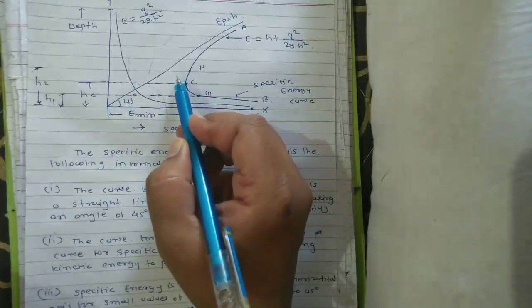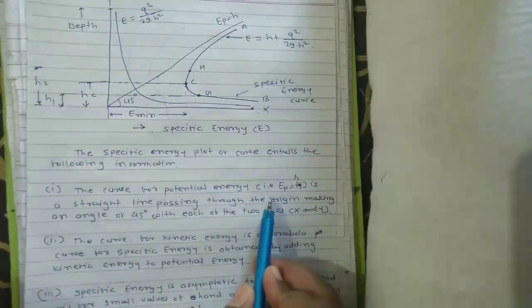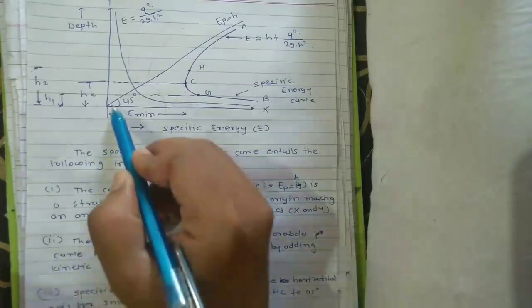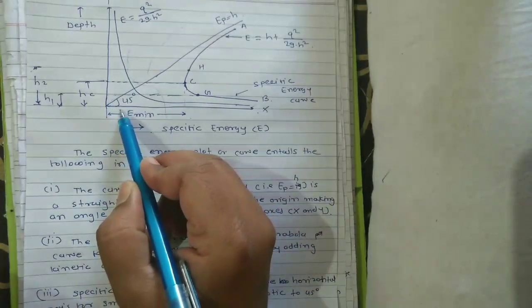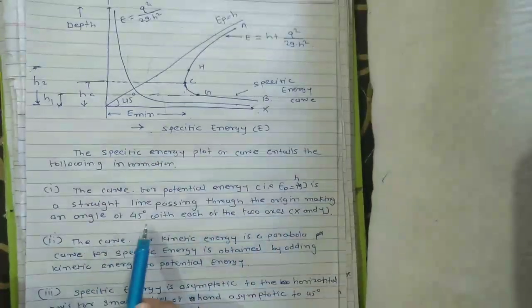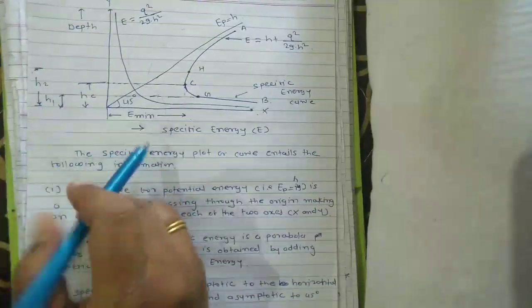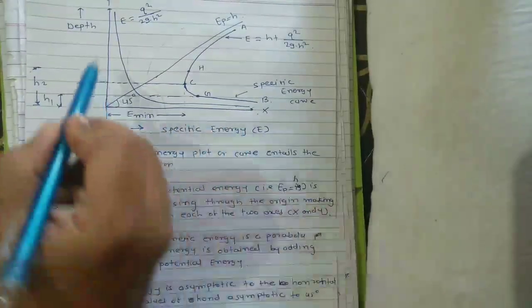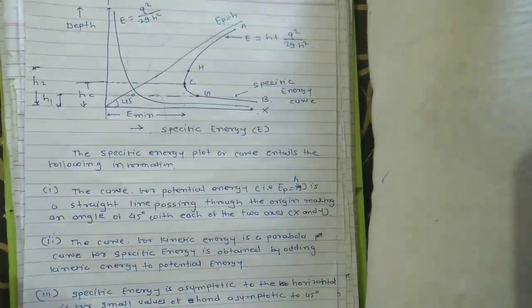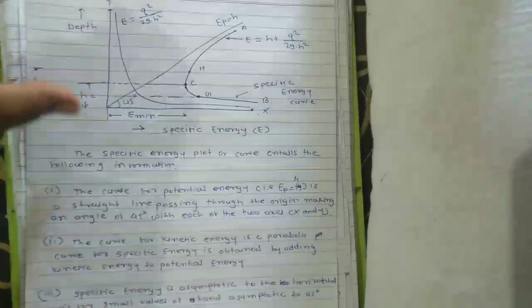This is the first property of this curve. That is, the potential energy is a straight line passing through the origin, and it makes an angle of 45 degrees with the x-axis or the y-axis, right? So this is the first property of the specific energy curve.